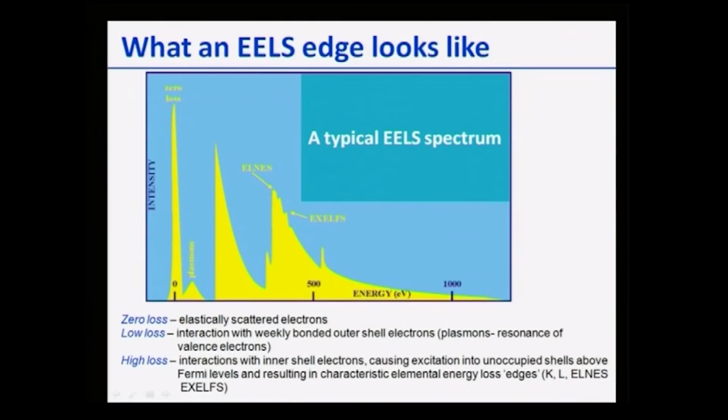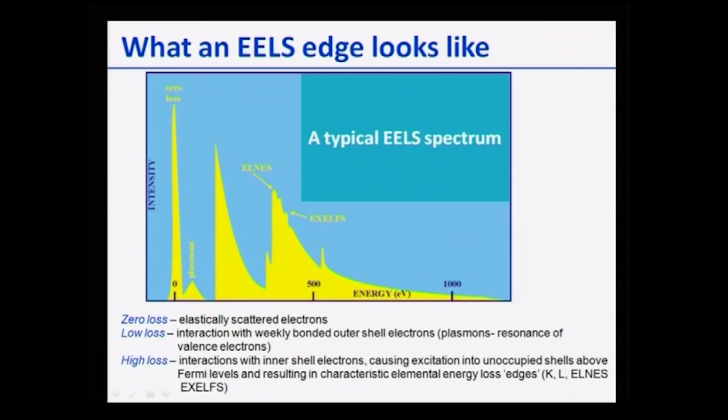This is followed by plasmons. Plasmons come in an energy range very close to the zero loss peak, and then there are characteristic peaks like elemental peaks, followed by other things like what we know as ELNES and EXELFS. They are energy loss near edge structures or extended energy loss fine structures, which we will discuss now.